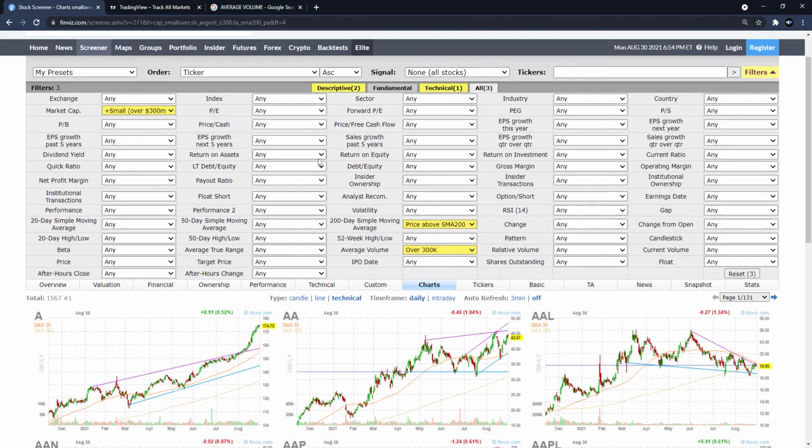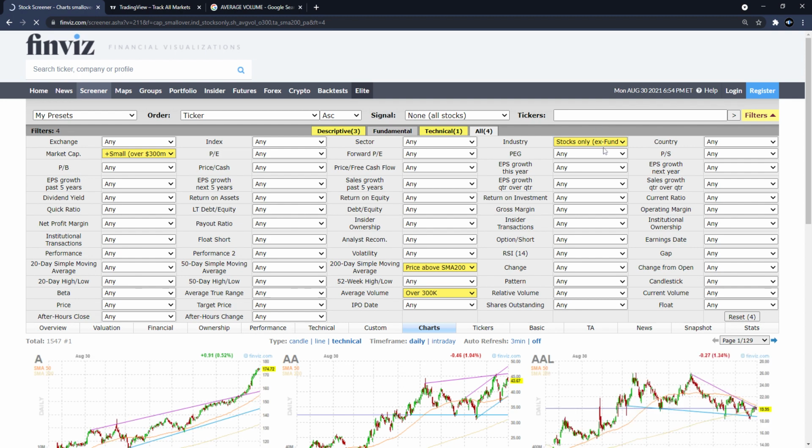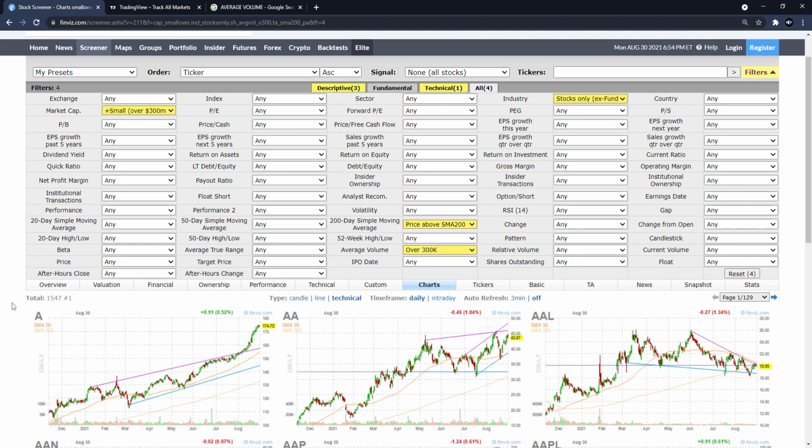Right now overall we have three things filled in, and we need three more. We're not going to fill in anything in this column, but we're going to fill in three things here. The first thing we want to fill in is the industry, basically the industry a stock belongs to. We want to click on stocks only. If you're looking for auto parts or something like that, you can choose luxury goods, medicals, oil and gas. We can also search for funds, but we're going with stocks only. As you can see right now, we have 1,547 stocks.